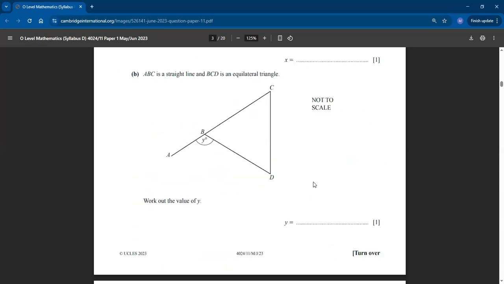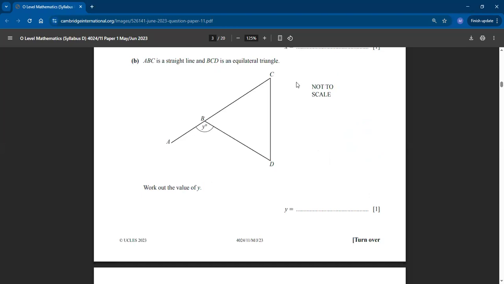Okay, let's move on. Part B says ABC is a straight line and BCD is an equilateral triangle. Now, if I was a student and I was solving this paper, I would quickly underline equilateral. That is because in an equilateral triangle, all the sides are equal and all the angles are also equal. And since the total sum of angles in a triangle is 180, 180 divided by 3 is 60. That means all of these angles within the triangle are worth 60 degrees. So this is 60, 60, 60.